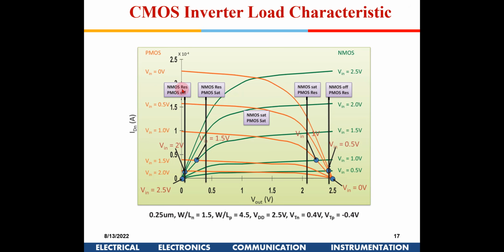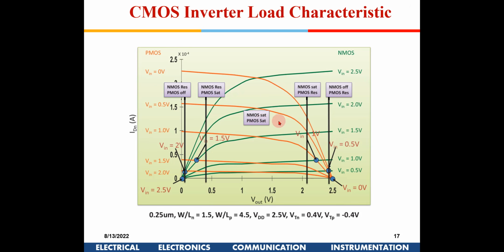PMOS is off, nMOS will act as a small resistance, or it will be in the linear region. Then slowly as Vin increases, PMOS will still be in saturation, and then it will be in resistance. When Vout is somewhere around half of VDD, both the transistors will be in saturation.